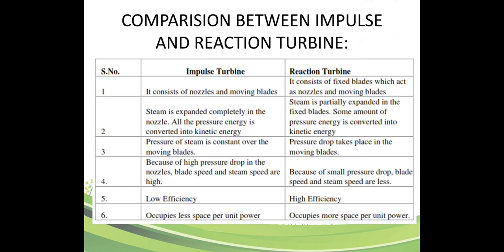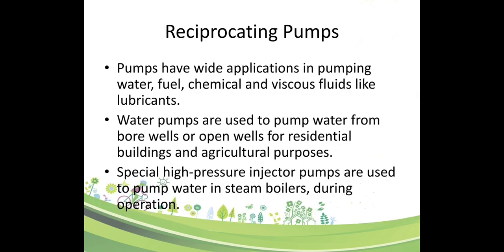It is a comparison between the impulse and reaction turbine. You can understand the efficiency of a reaction turbine is higher as compared to an impulse turbine. And then the impulse turbine has main components nozzle and then moving blade. But the reaction turbine consists of fixed blade. The blade itself acts as a nozzle and moving blade.